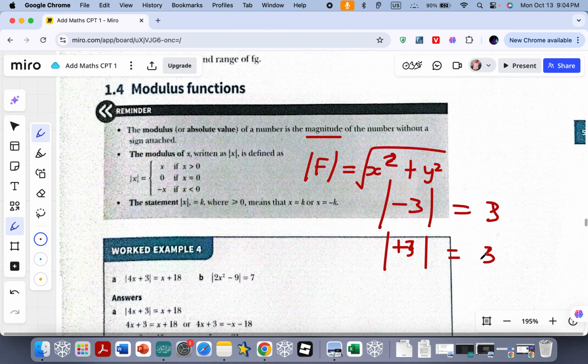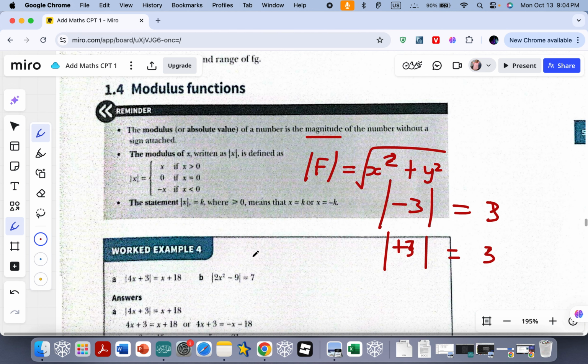Modulus means the absolute value. For all modulus of a number, the original numbers are plus or minus. It's like you put a bracket in your calculator: you open a bracket, put -3, and then you square it, and you're going to get a positive number. That's the same meaning.